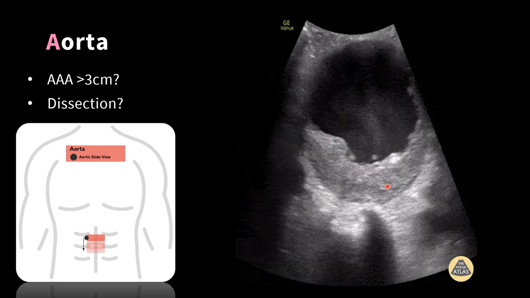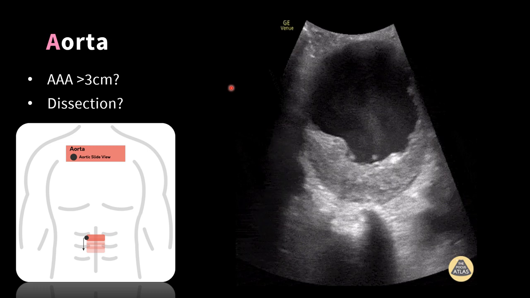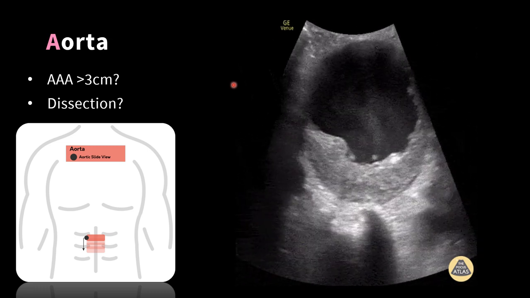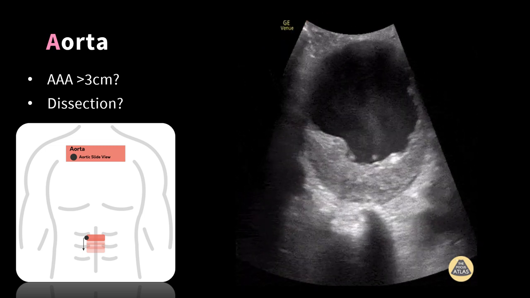If you see a AAA in the setting of hypotension, just assume that the abdominal aortic aneurysm is ruptured. POCUS is not sensitive enough to confidently detect a retroperitoneal bleed. You may also see a dissection flap as well.